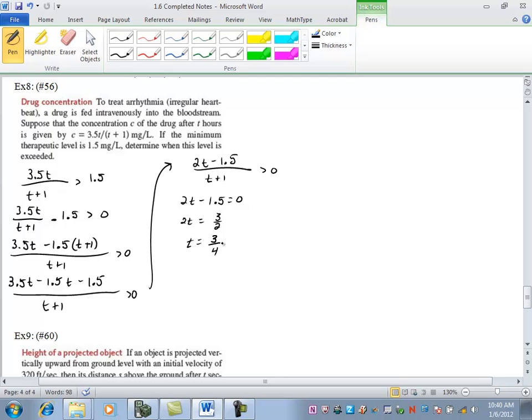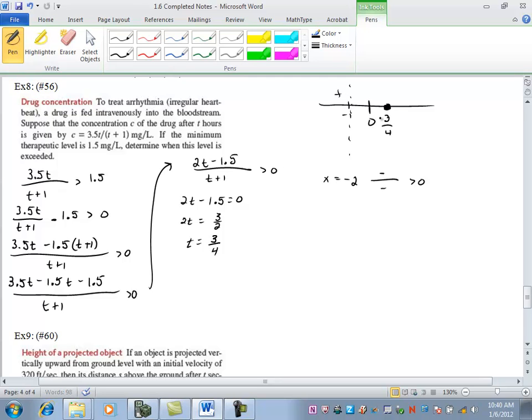And so now we make our number line. Here's 3 quarters. Here's -1. Okay, we pick our test points. X equal -2. Top's going to be negative. Bottom's going to be negative. This will be greater than 0. And of course, that's not going to make any sense. So we can really ignore the -1 there.